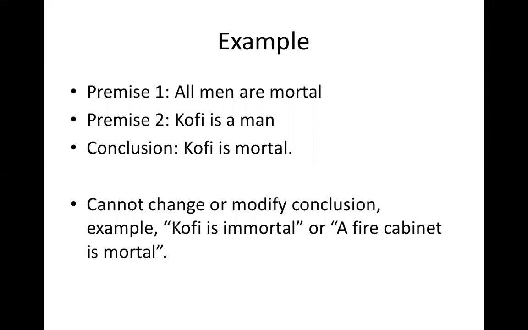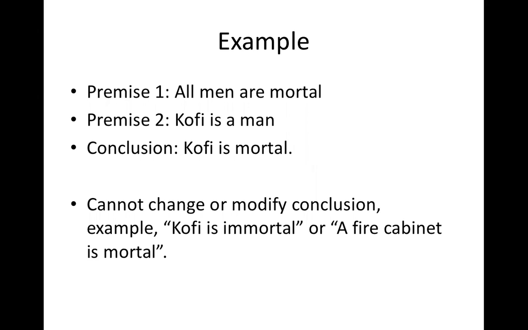Premise 2 contains a third term, someone's name, Kofi. And it also contains man. Man is already a term in premise 1. So premise 1 contains 2 terms, men are mortal. Premise 2 contains a third term, Kofi, and a repetition of 1 term in premise 1. So the term men already appears twice in premises 1 and 2.